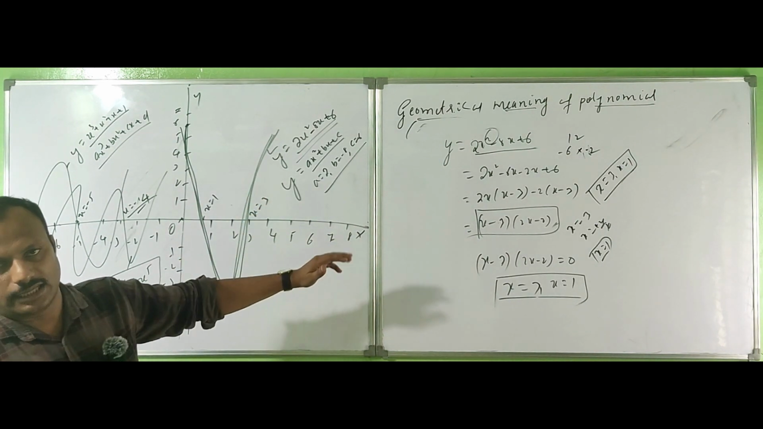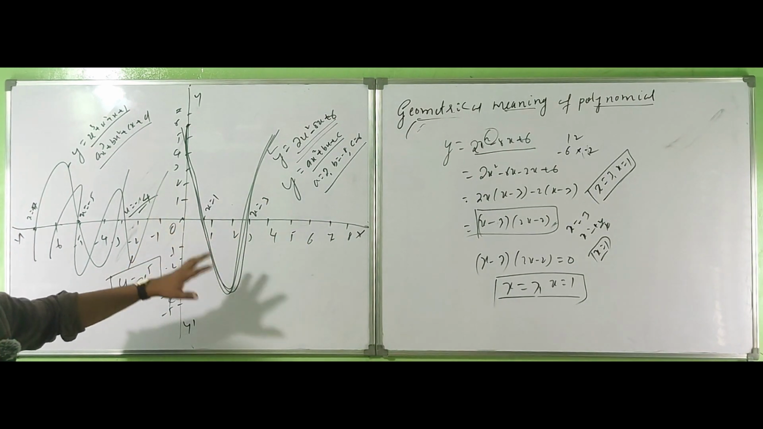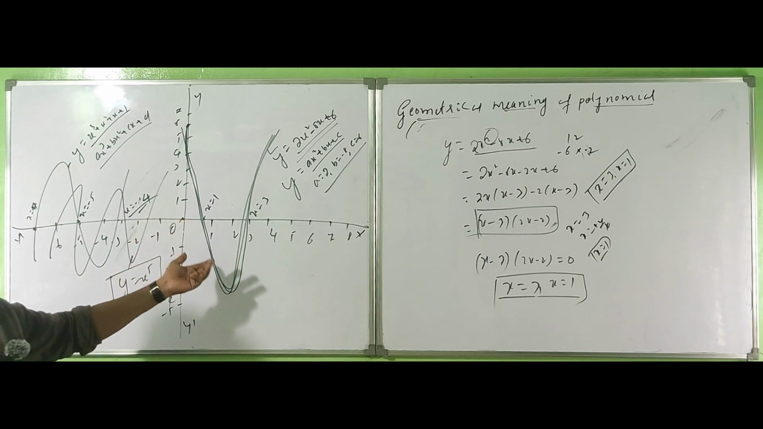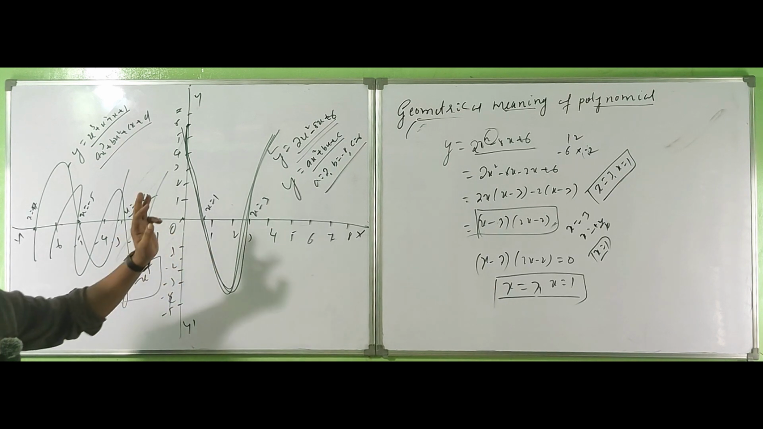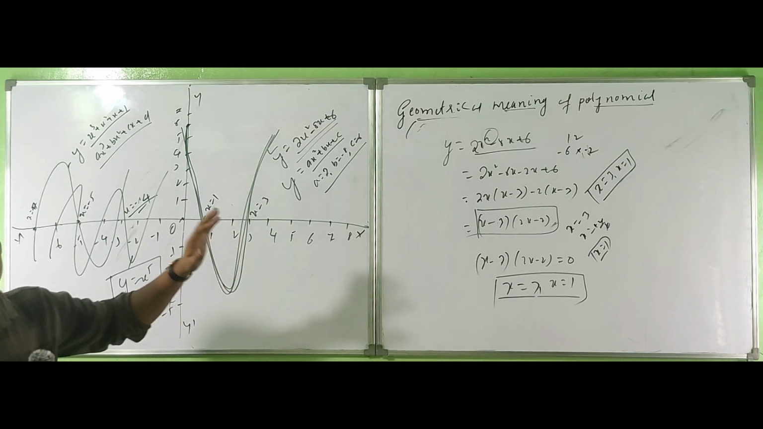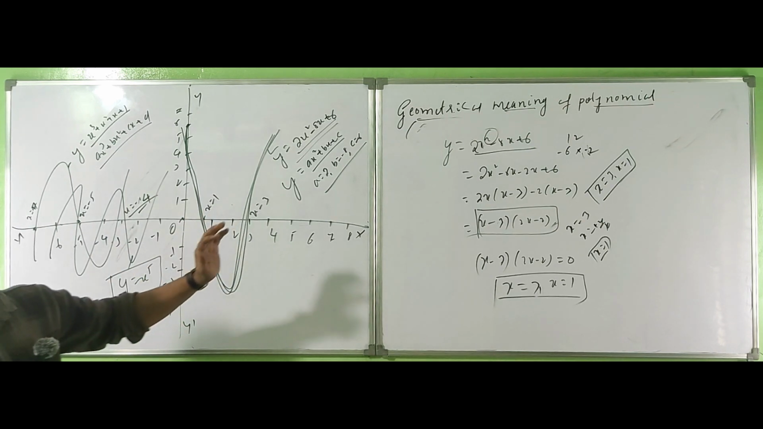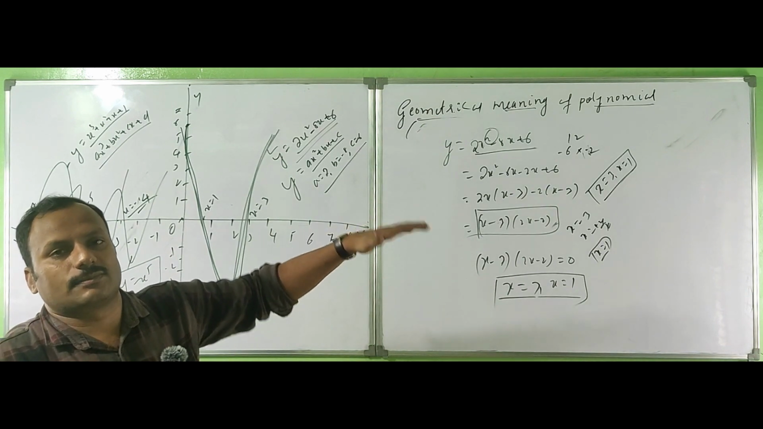If the degree is 3, you will get a curve that cuts the x-axis in 3 places. If the degree is 4, the curve cuts the x-axis at 4 points. If the degree is 5, it cuts the x-axis at 5 points. If the degree is 6, the curve cuts the x-axis at 6 places.